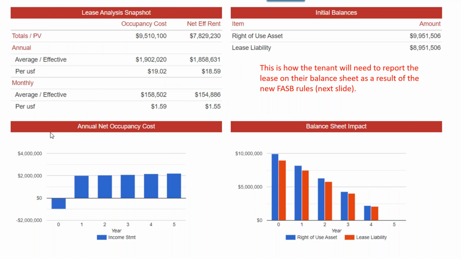So when we look at the program, you'll see something like this. You'll see the occupancy cost, both the total over the lease term as well as the present value based on whatever discount rate you did put in there. And then you'll see the average rent and then the effective rent. And then that will be on a per square foot basis, usable square feet, or you can change that to the rentable. And then your average and effective monthly rent, again, on a per square foot basis. And then on the right-hand side, you see your right of use asset and your lease liability that we just talked about.